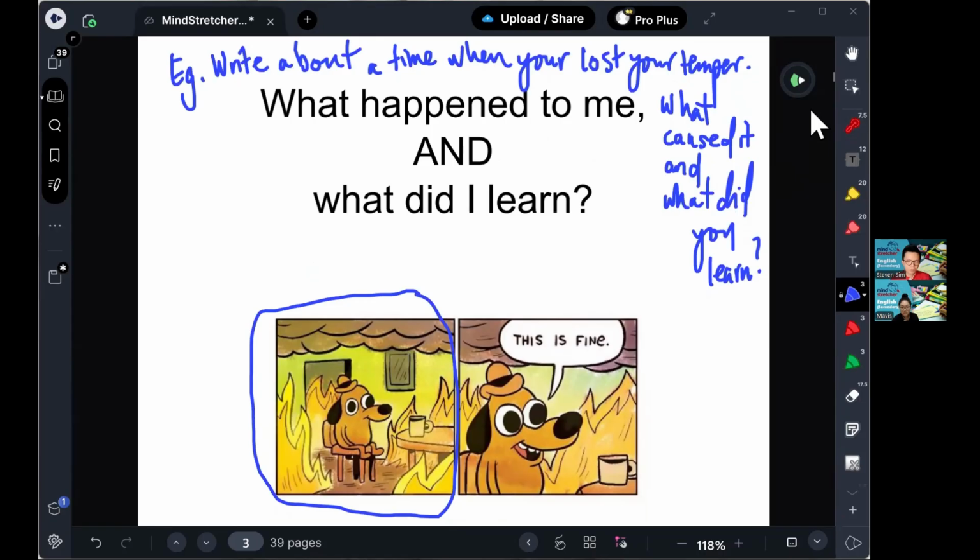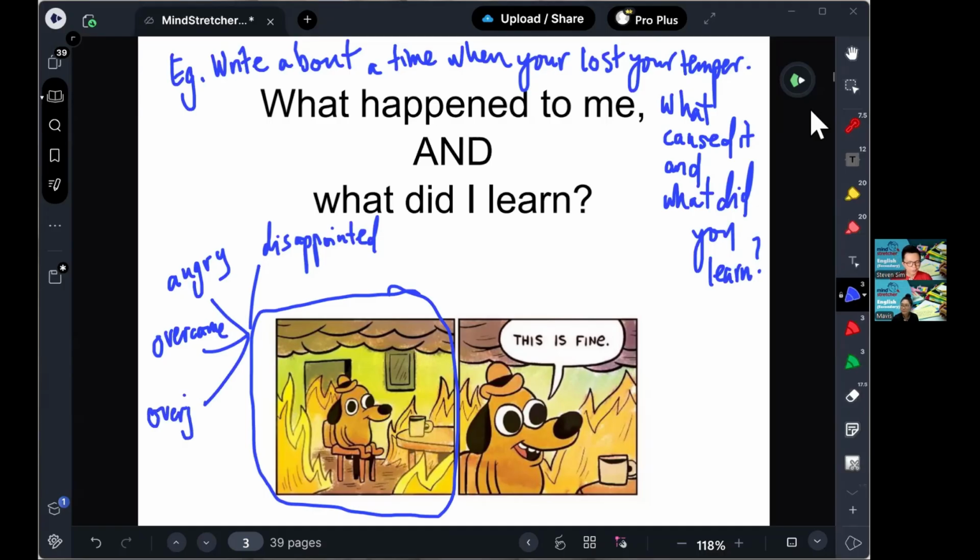Whatever happened to you, whether it's a time when you became angry, or a time when you were disappointed, or a time when you overcame obstacles, or a time when you were overjoyed, it doesn't matter what that is. Okay, so that is actually the first part of what you write. And then there's the second part.